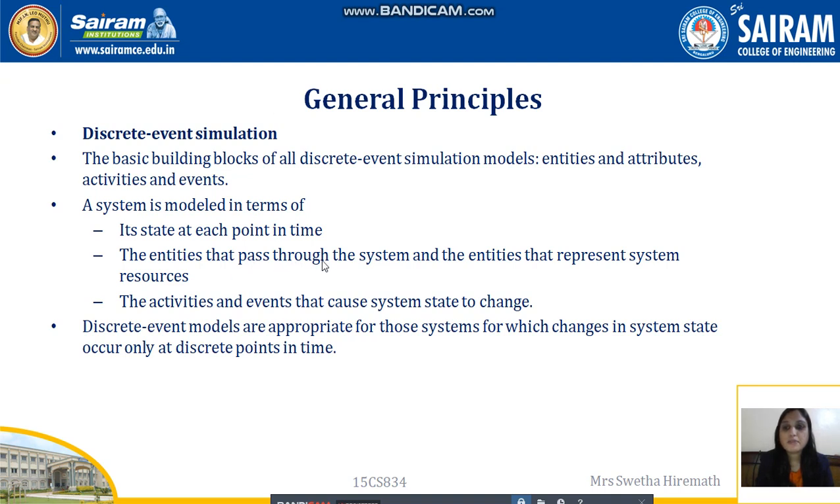The entities that pass through the system and the entities that represent the system resources. So there are two things here to be noted: the entities which will be passing through the system, and the entities that represent the system resources, and the activities and events that cause system state to change. So either the activities and events will be causing the changes in the system state.